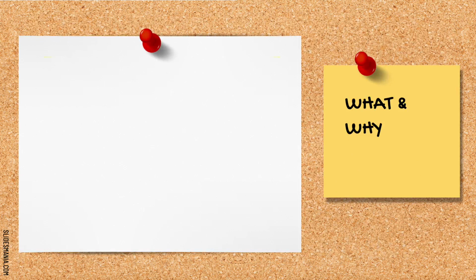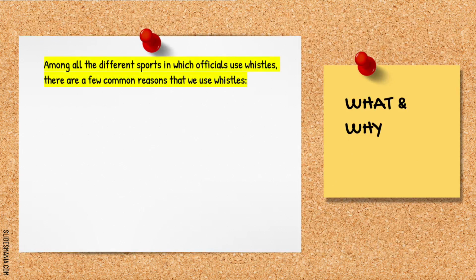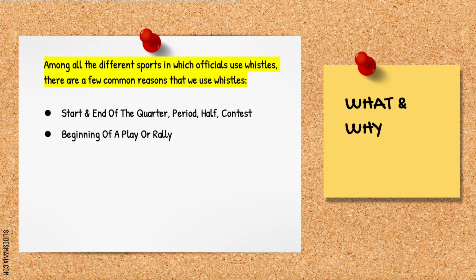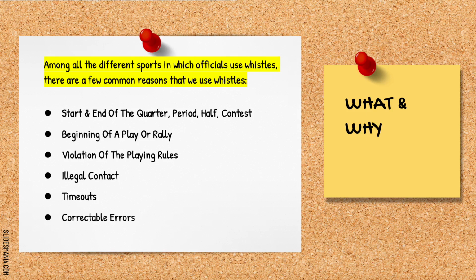What and why? Among all the different sports in which officials use whistles, there are a few common reasons that we use whistles. Start and end of the quarter, period, half, or contest. Beginning of a play or rally. Violation of the playing rules. Illegal contact. Timeouts. Correctable errors. Unsportsmanlike conduct.